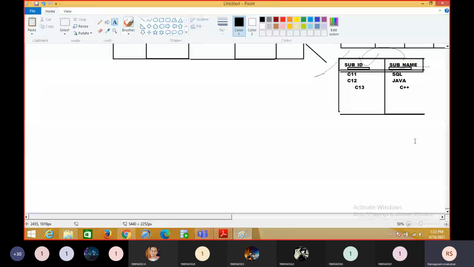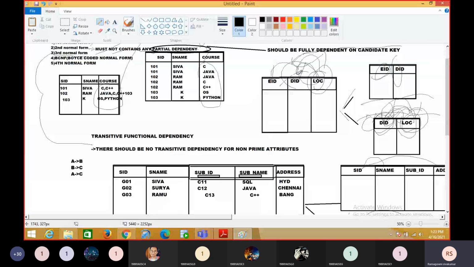Here is second normal form. Here we have a partial dependency. This location we can find by using employee ID, DID. So this is partial dependency. So we are decomposing into two tables. This location must be fully dependent on the department ID. Okay, so we are following the second normal form rule: there must not be a partial dependency.